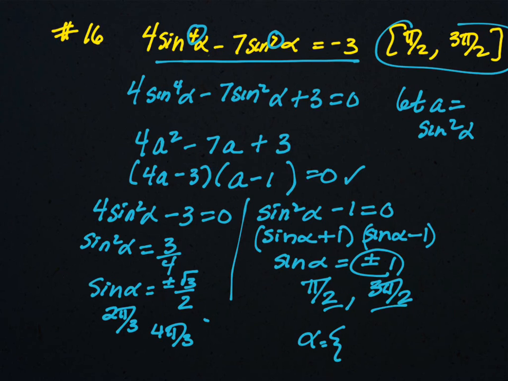Alpha is equal to pi over 2, pi over 3. Is it pi over 3? Pi over 3 is not in pi over 2 to 3 pi over 2, so it's not pi over 3. Get that out of there. 2 pi over 3, 4 pi over 3, and 3 pi over 2. Okay, so that was number 16.